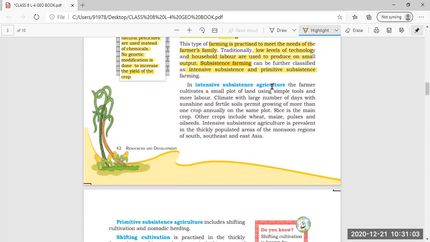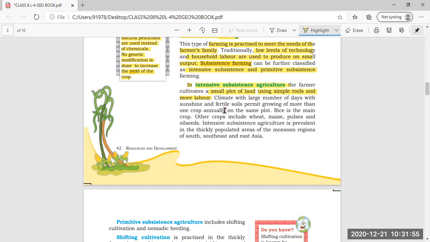Now coming back to the two types of subsistence farming, intensive and primitive. In intensive subsistence agriculture, the farmer cultivates a small plot of land using simple tools and more labor. That means the farmer is tilling only a small field, using very simple traditional tools, and much human labor is required on that particular small plot of land.